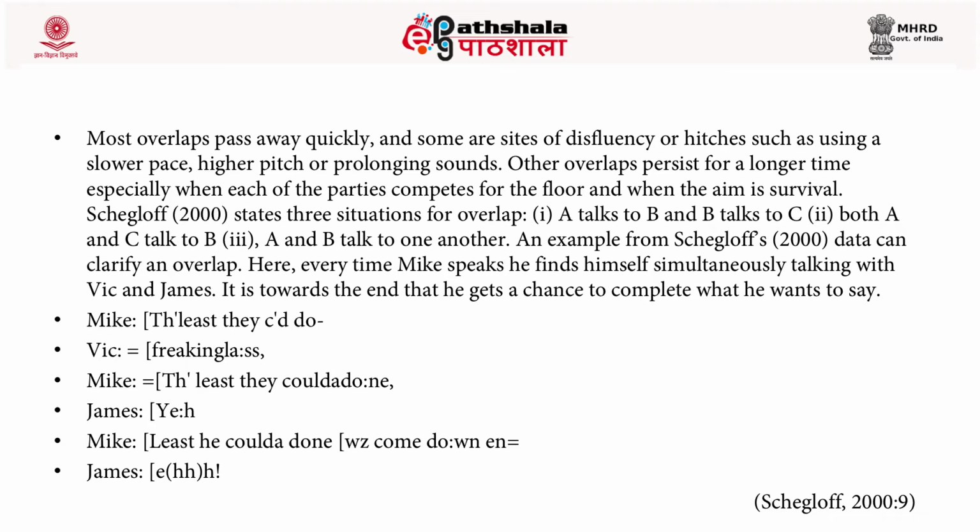Two, both A and C talk to B. Three, A and B talk to one another. Imagine that there are three persons at a party, Meeta, Praveen and Komal. Meeta speaking to Komal: "I was traveling by economy class, so it was quite hectic." Komal simultaneously speaking to Praveen: "The flight tickets have come down, haven't they?" In such a case, there is an intentional or unintentional overlap by Meeta and Komal, which is, in a larger context, significant for analysis.